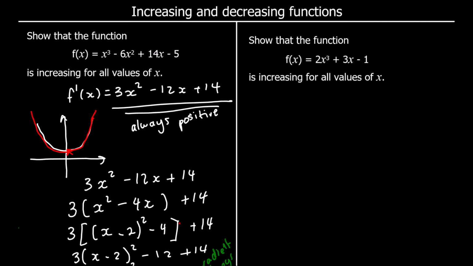One for you to try. Give it a go. So we need to show it's increasing for all values of x. So let's find the gradient function, which is 6x squared plus 3. How can we show it's always positive? This one is actually a lot simpler. X squared is always positive.